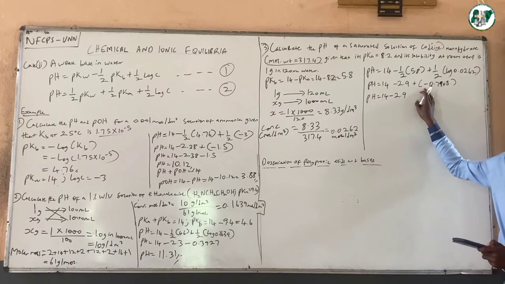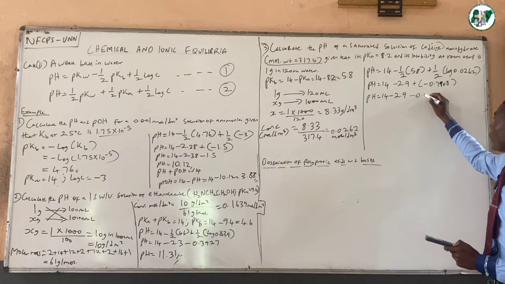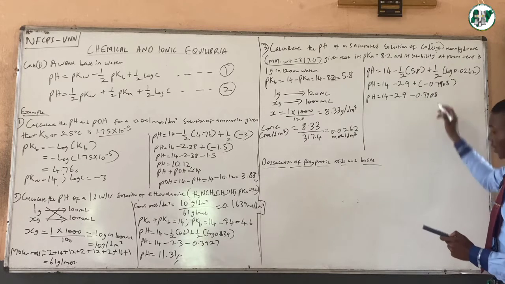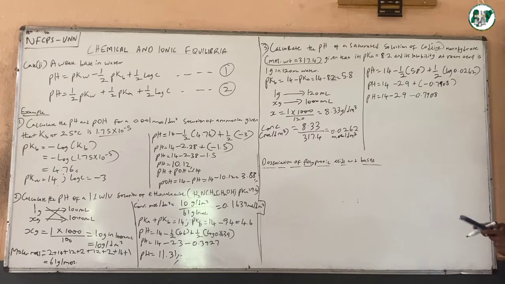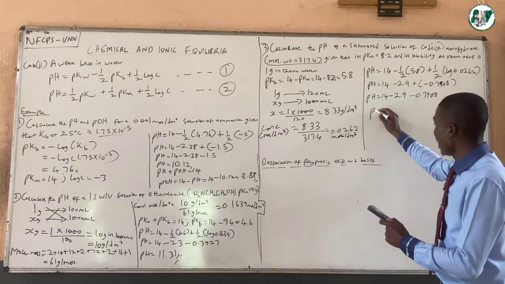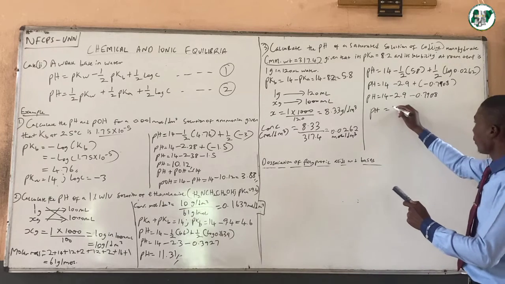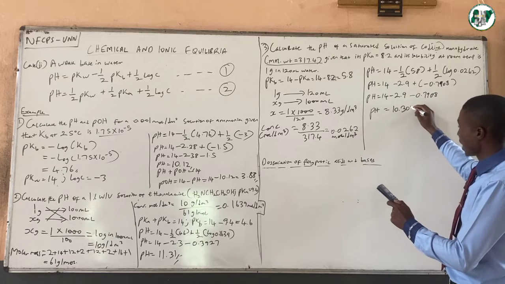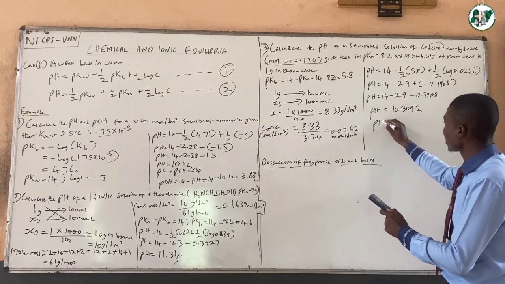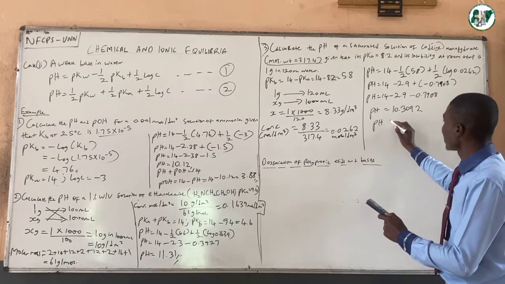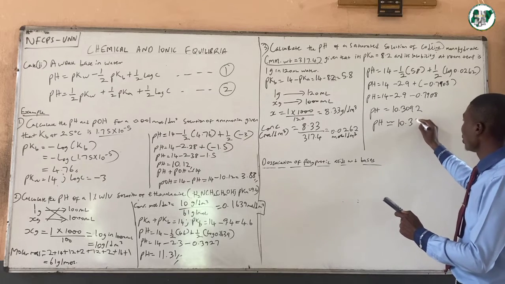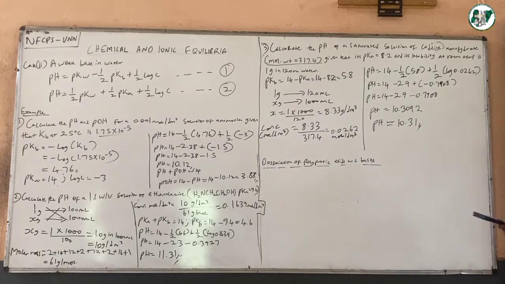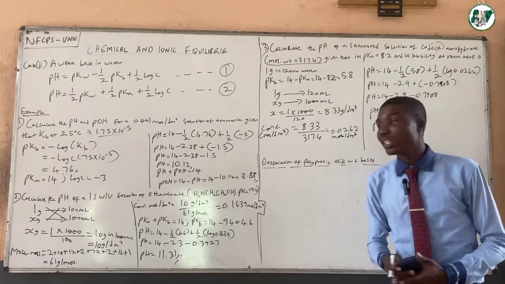So our pH is now going to be equal to 14 minus 2.9. Plus times minus is going to give us minus, and around 0.7908. So that's going to be 14 minus 2.9 minus 0.7908, and that's going to give us our pH. Our pH is 10.3092, approximately 10.31. So this is the pH of codeine monohydrate saturated solution.